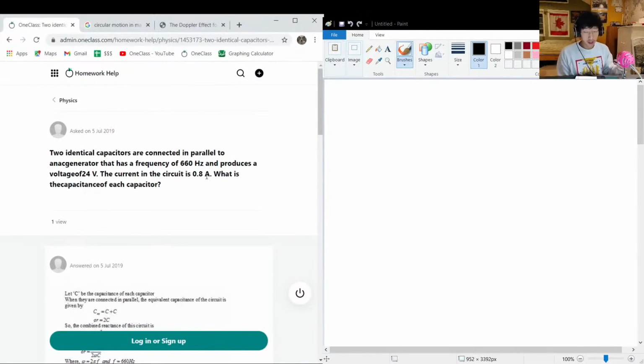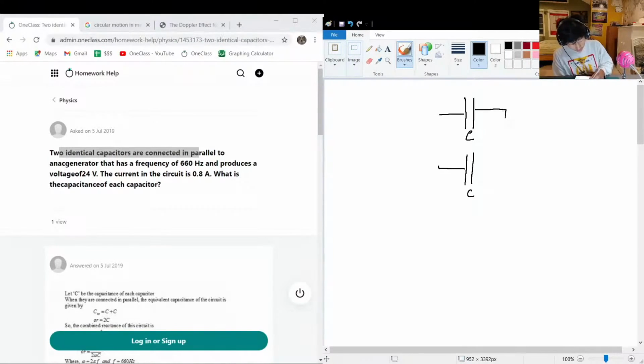Let's first start out by drawing out what this circuit is. So it said two identical capacitors that are connected in parallel. So here we can draw that out by doing something like this. This can be capacitor 1, this can be C, and this can be capacitor 2, that's also C. And they are connected in parallel like this. Parallel capacitors, exactly what they look like.